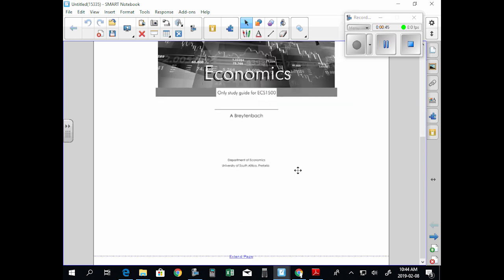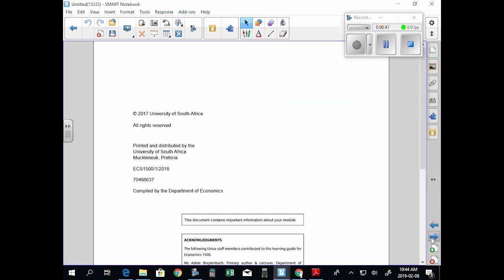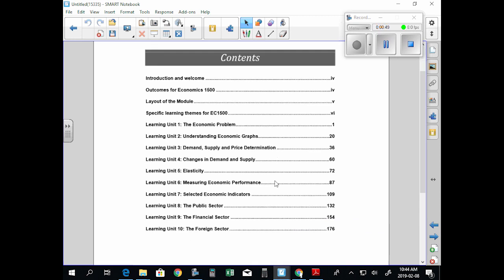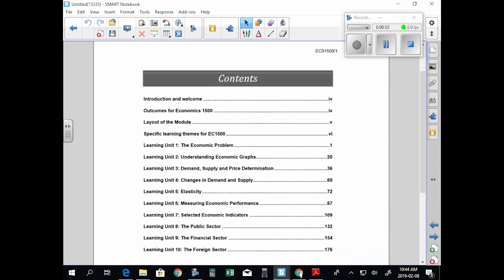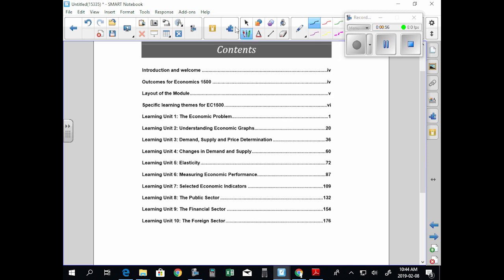So in terms of your study guide, let's quickly look at what we are supposed to cover. All in all, as you can see over here, we go from learning unit 1 all the way until learning unit 10. So we have 10 units in total. In terms of pacing yourself, you don't need to take a week on a particular learning unit, because some of the learning units are a bit simple and the others are a bit challenging.